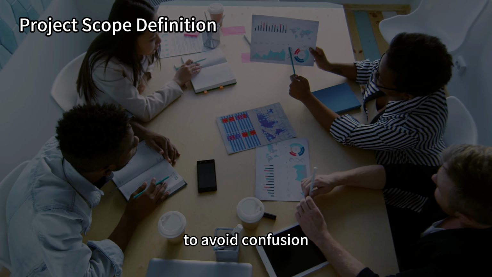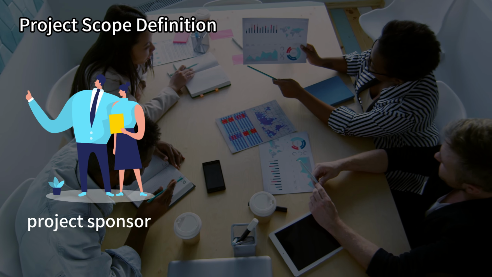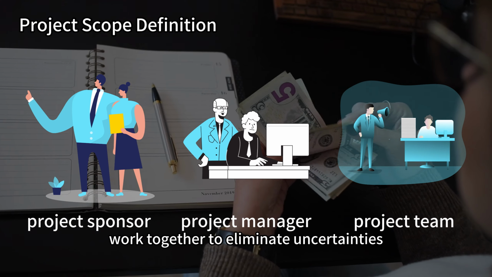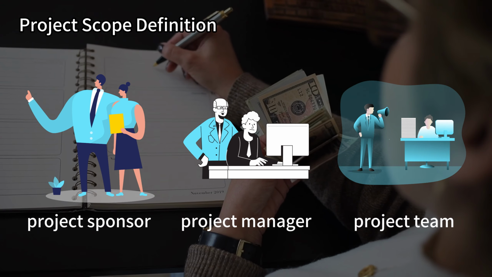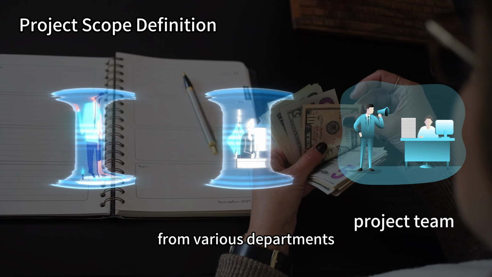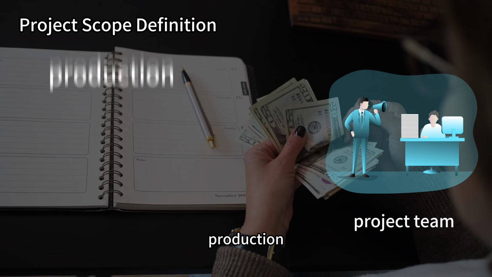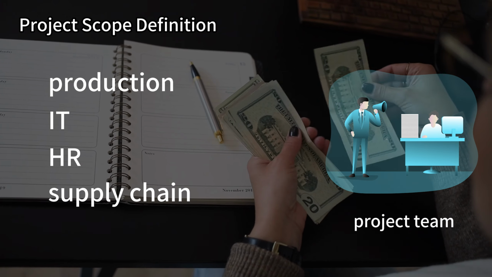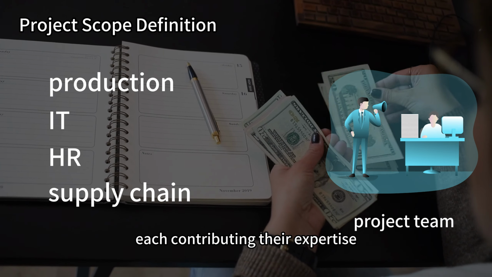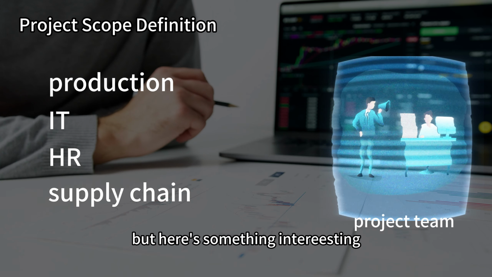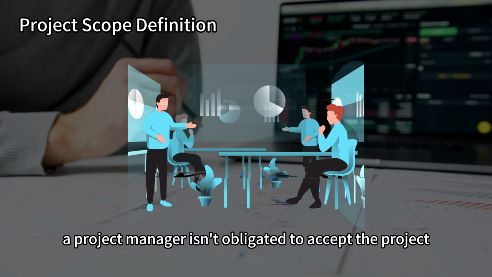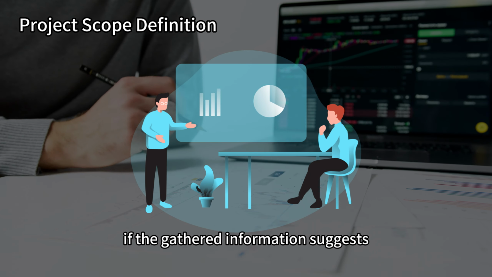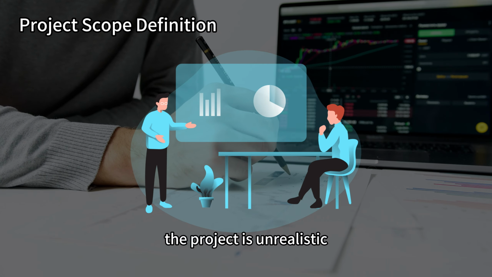To avoid confusion, the project sponsor, project manager, and project team work together to eliminate uncertainties. The project team includes specialists from various departments: production, IT, HR, and supply chain, each contributing their expertise. But here's something interesting. A project manager isn't obligated to accept the project. If the gathered information suggests the project is unrealistic, they can decline it.